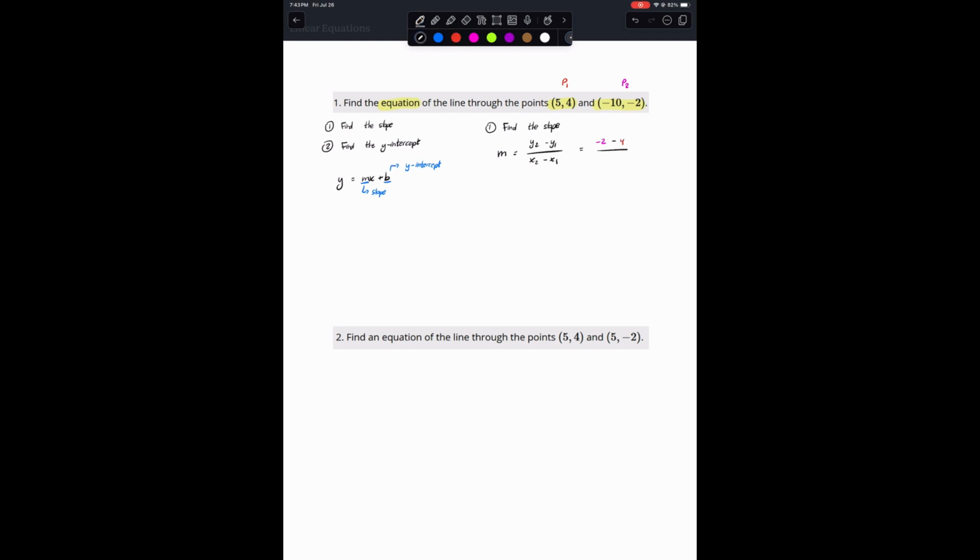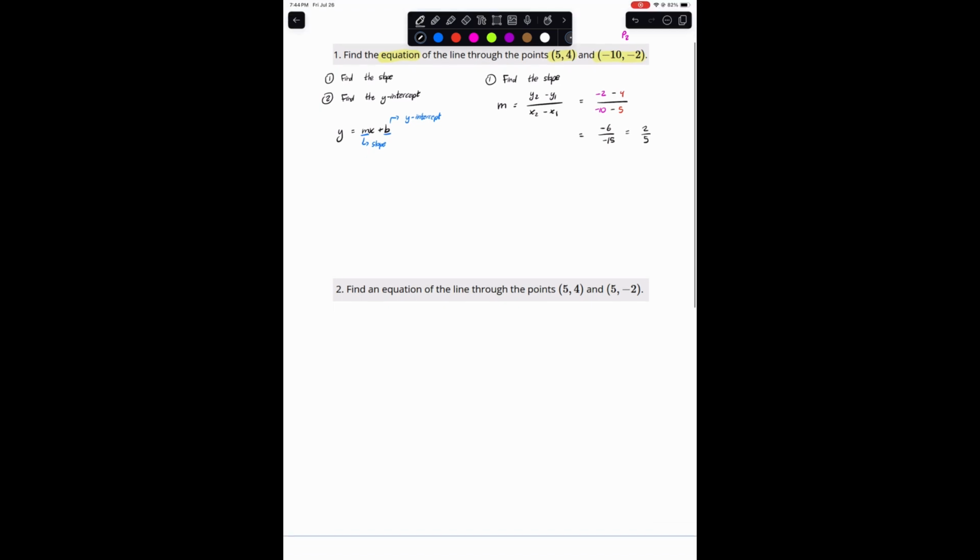And that is over negative 10 minus positive 5. When you simplify this, you get negative 6 over negative 15. The negatives cancel, and you should simplify down to 2/5.